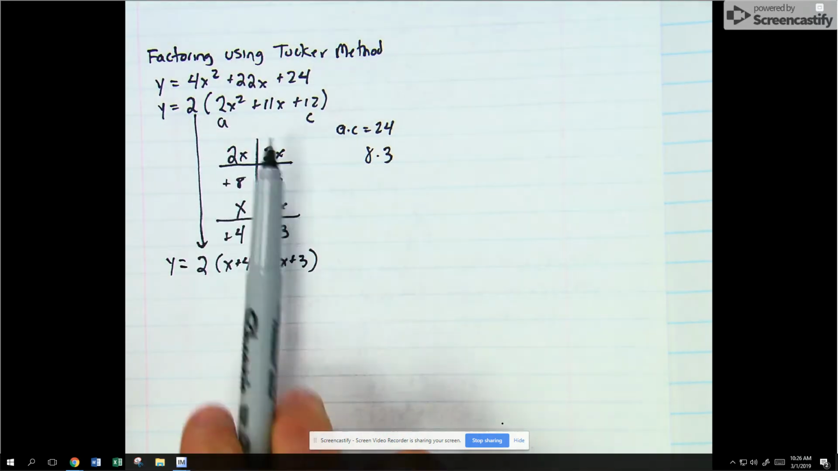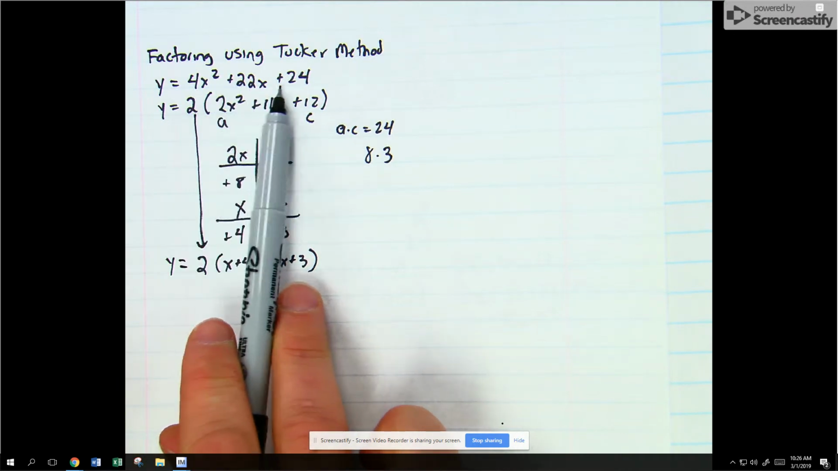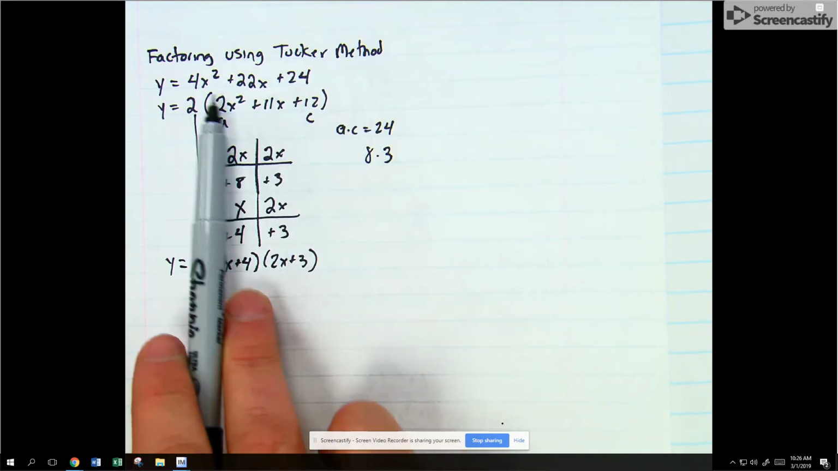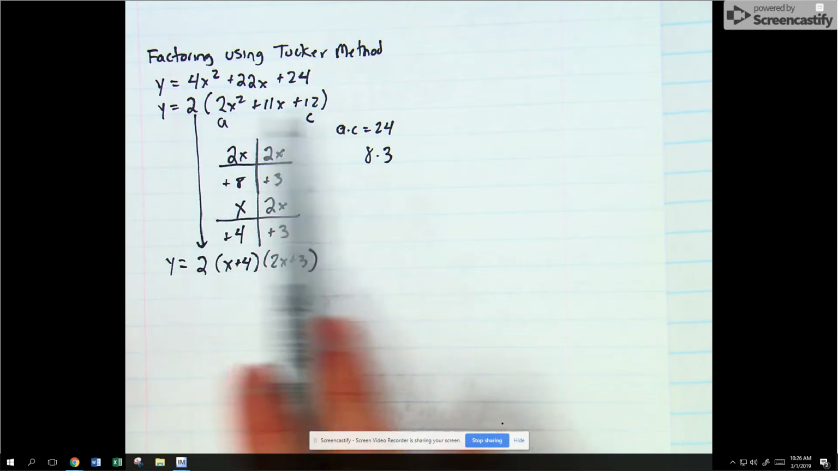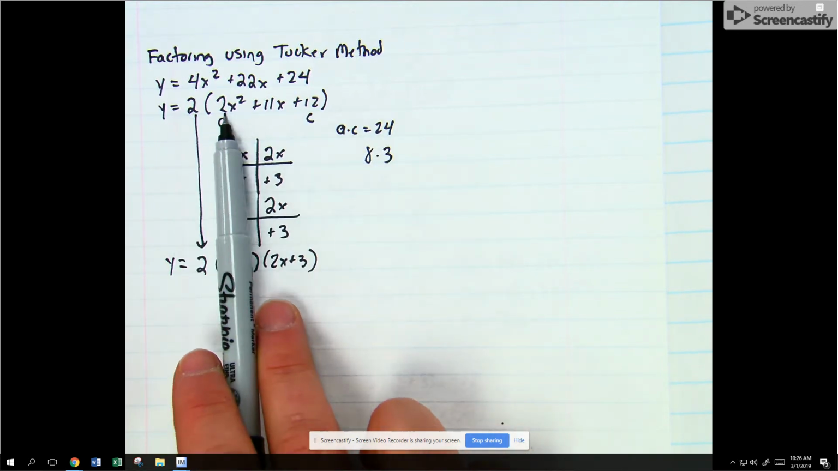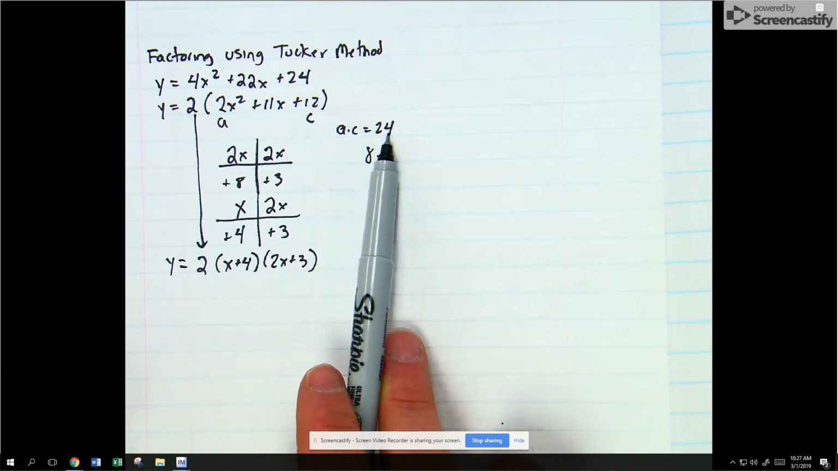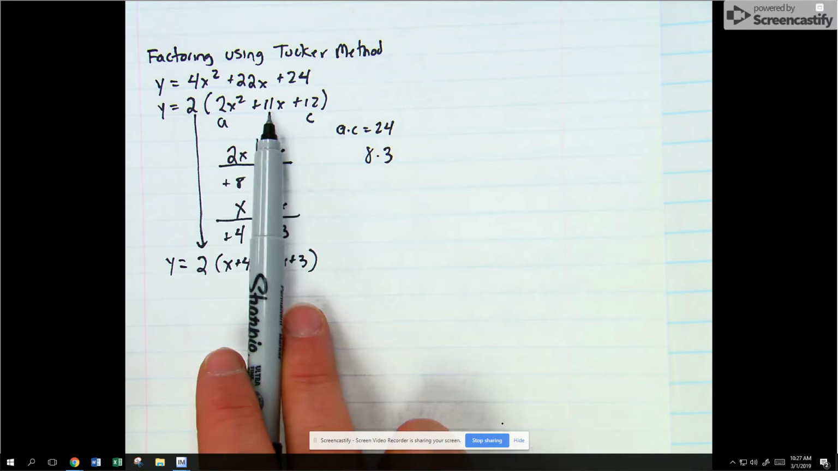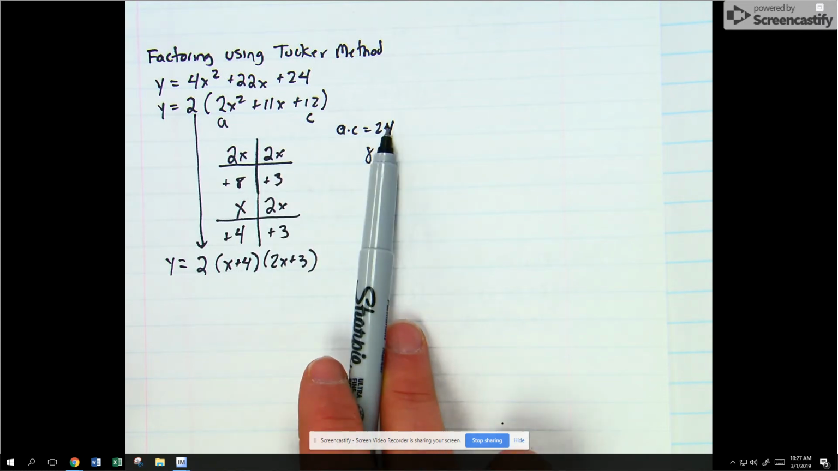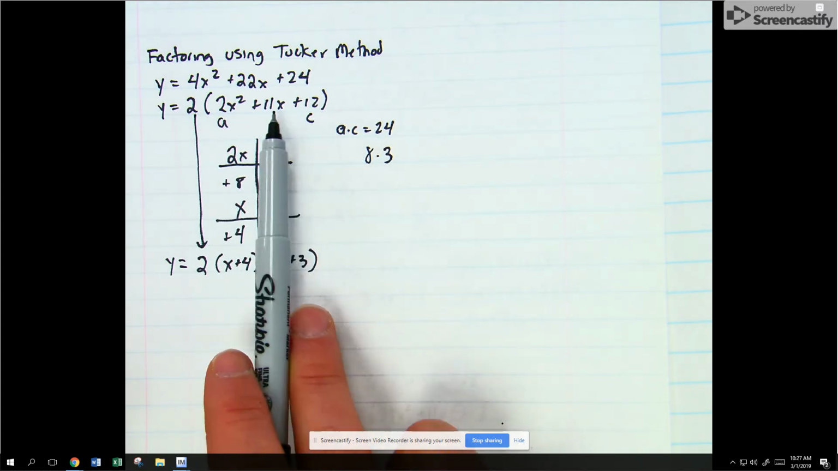So if we had to factor 4x squared plus 22x plus 24 using the Tucker method, the first thing we would do is take out the greatest common factor of 2, then multiply our a value by our c value and get 24. Find factors of 24 that add up to 11. So 8 times 3 is 24. 8 plus 3 is 11.